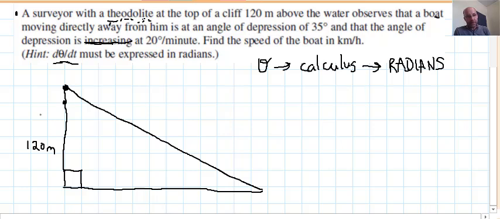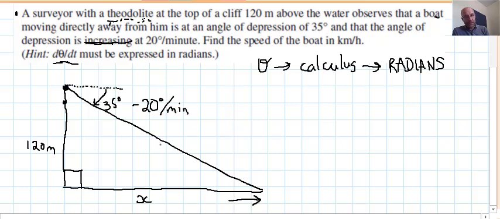Now we've got the angle of depression. It says here 35. The angle of depression is the angle underneath the horizon. So we have a horizon going out there, and that angle there is 35 degrees. If the boat is moving along the water away from him, then the value of x along there is increasing. If you imagine it going further and further out, that 35 degrees is decreasing, so it's decreasing at negative 20 degrees per minute.